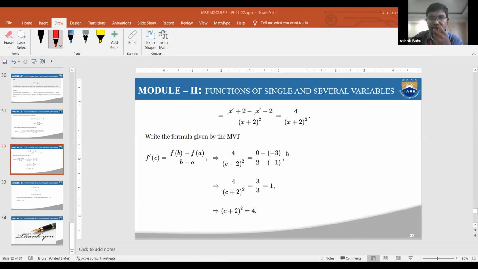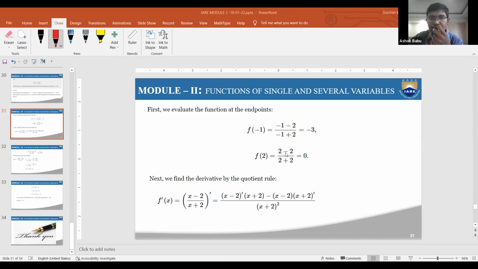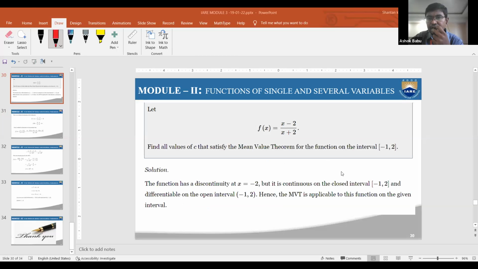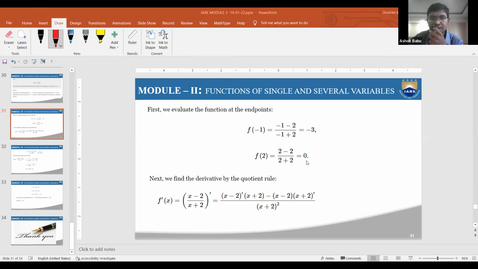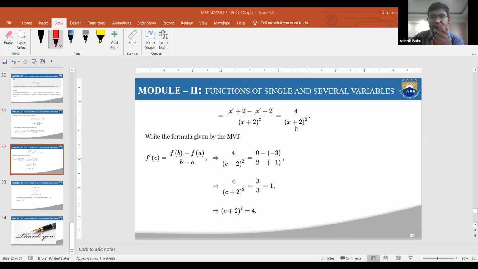This function, f of a is equal to f of minus 1 is equal to minus 3, and f of b is equal to 2, and f of 2 is equal to 0. Therefore, f dash of x is denominator into derivative of numerator minus numerator into derivative of denominator, by denominator whole square. After the derivative, that is 4 by (x plus 2) whole square, but we require f dash of c. Therefore, f dash of c is equal to 4 by (c plus 2) whole square is equal to numerator 0 minus of minus 3 by the denominator b minus a, that is 2 minus of minus 1. Therefore, after total simplification, 4 by (c plus 2) whole square is equal to 3 by 3, which is 1.